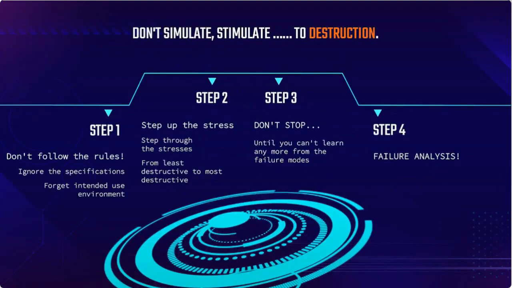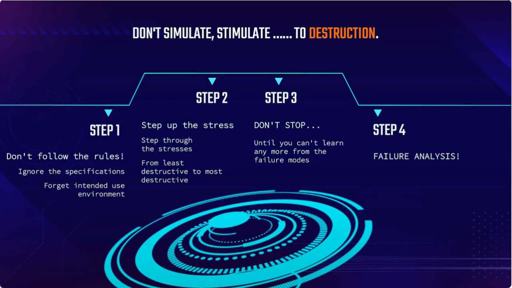So when we're talking about HALT, we say we are not trying to simulate the end-use environment. We're trying to stimulate failure modes very quickly. So we're not simulating, we're stimulating to destruction. So the first step in HALT is to not follow the rules. You ignore the specifications on the product, and you forget the intended use environment for the product. It doesn't matter whether your product will ever see these stresses in the field. What matters is that the failure modes we're finding are the weakest links in the product. They're the things that are failing first.